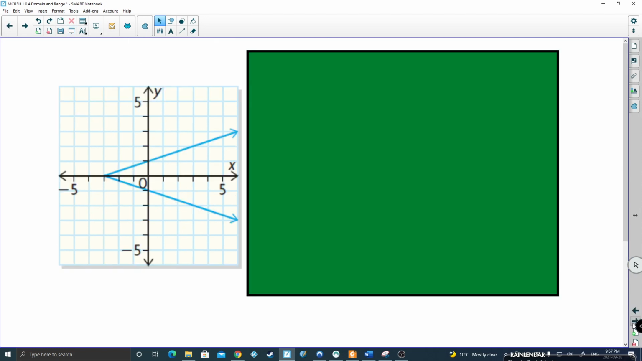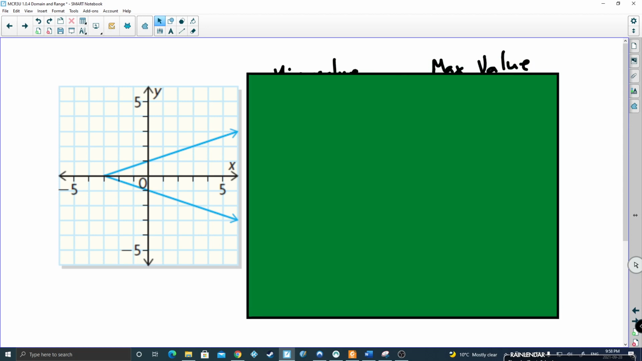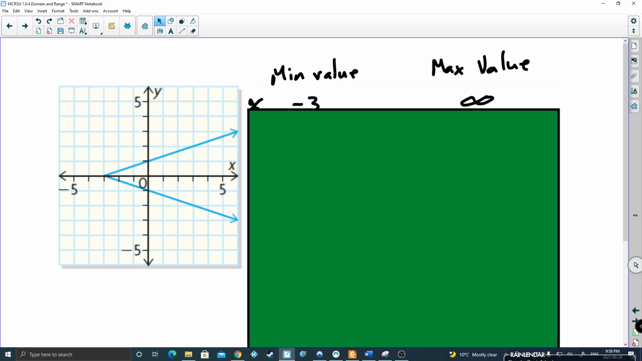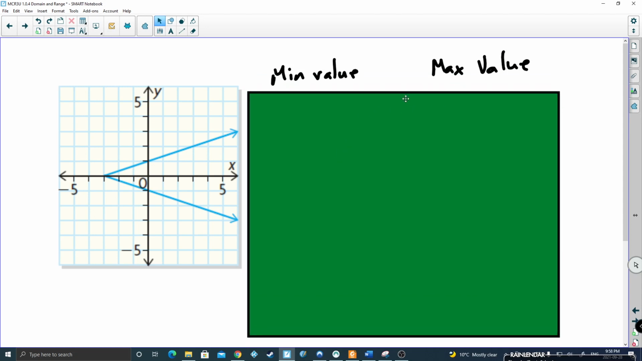So what happens if you don't have a discrete graph? Well, what I would recommend when you're looking at a graph like this is, let's talk about the x values first. What is the smallest x value and what is the biggest x value? So what are the minimum values and the maximum values for the x? Well, if we look on the graph right here, this is the smallest x value, and that's at -3.